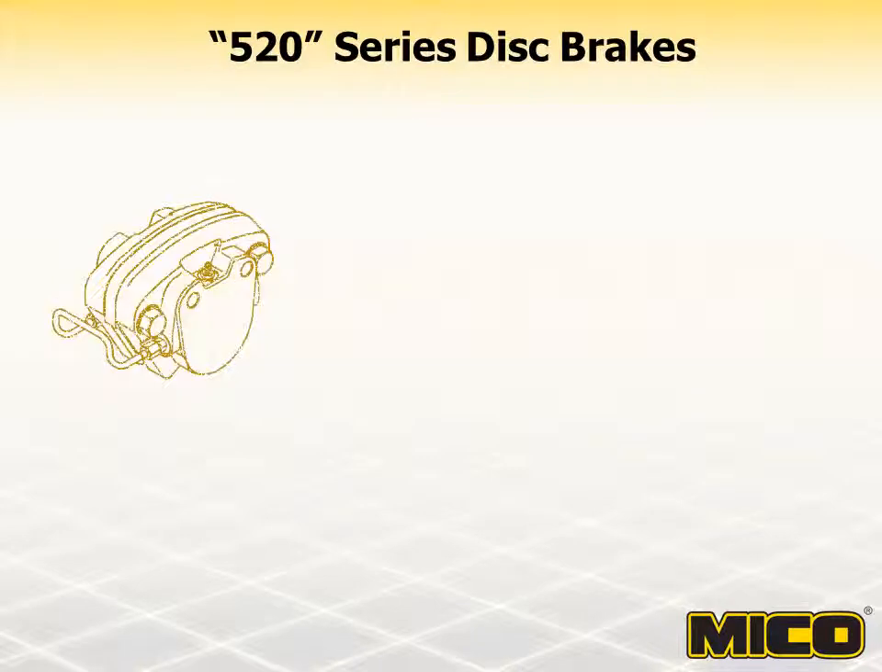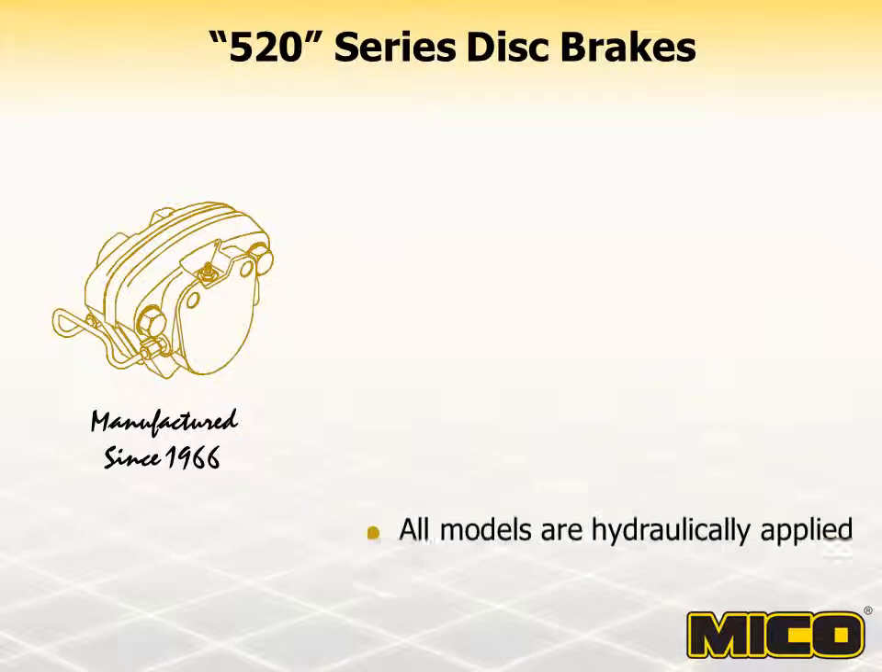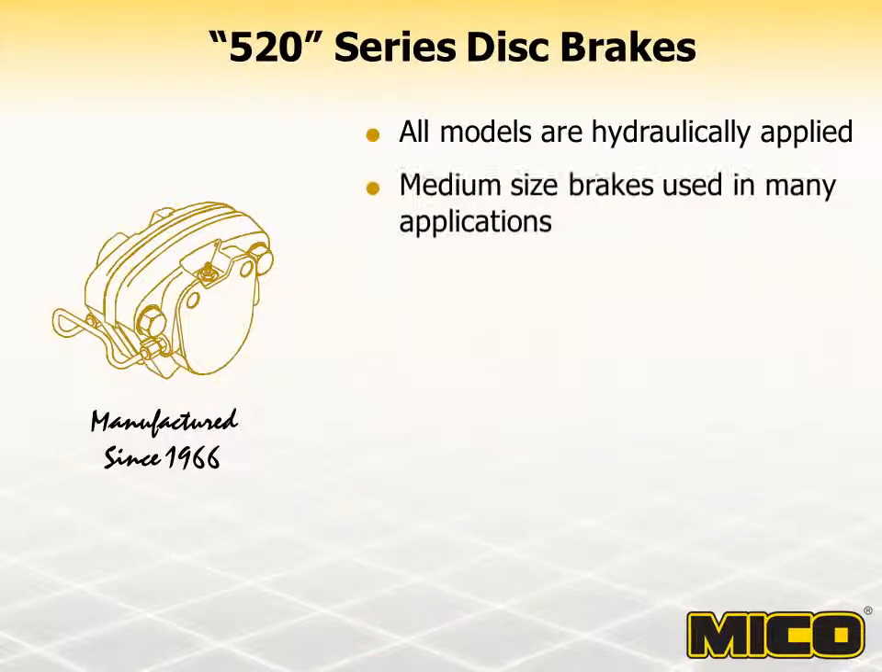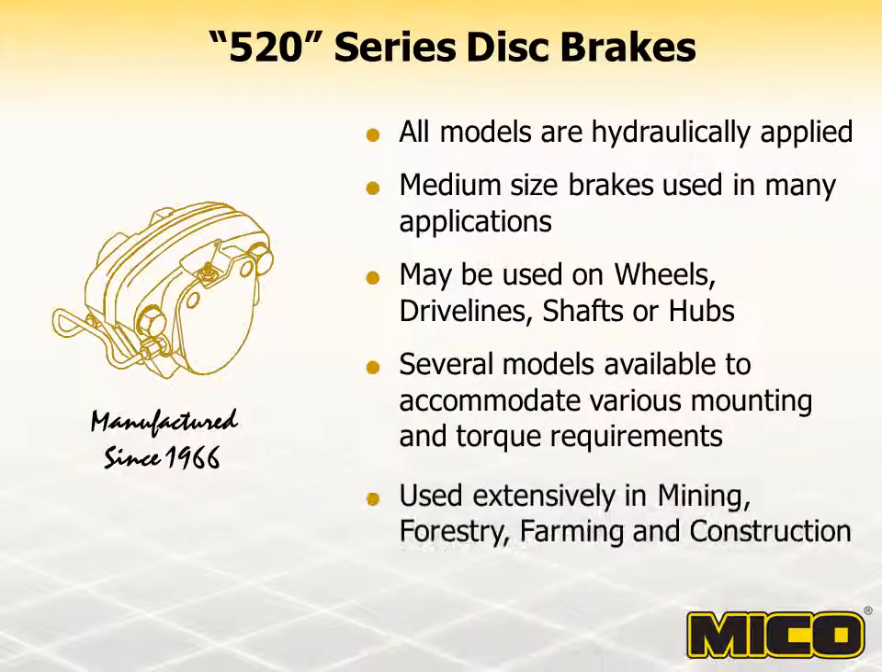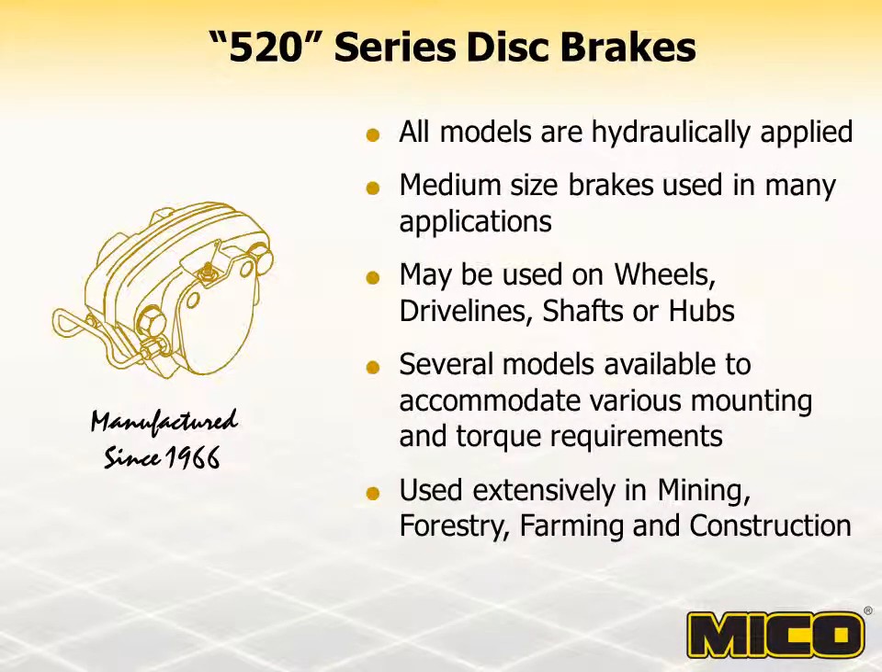MICO has been manufacturing the 520 series caliper disc brakes since 1966. All 520 series brakes are mounted stationary or fixed over a rotor at the wheel, driveline, shaft, or hub. Several models are available to accommodate various mounting and torque requirements, with the operation of each being the same. These medium-sized brakes are used in many applications and are used extensively in mining, forestry, farming, and construction.